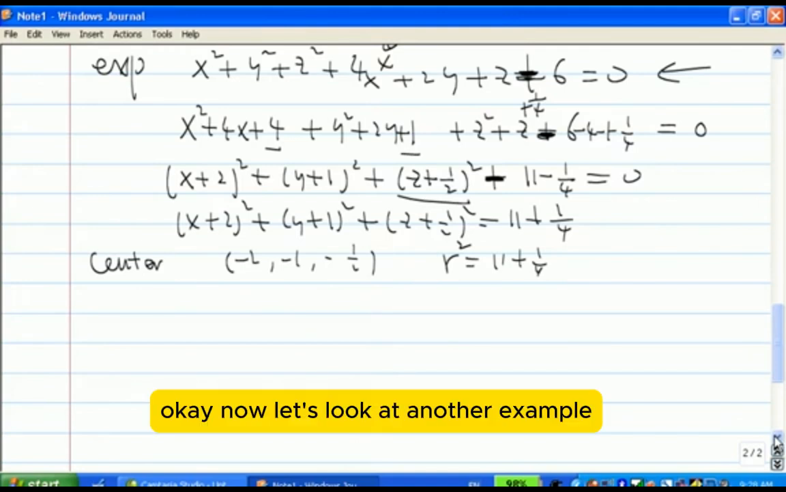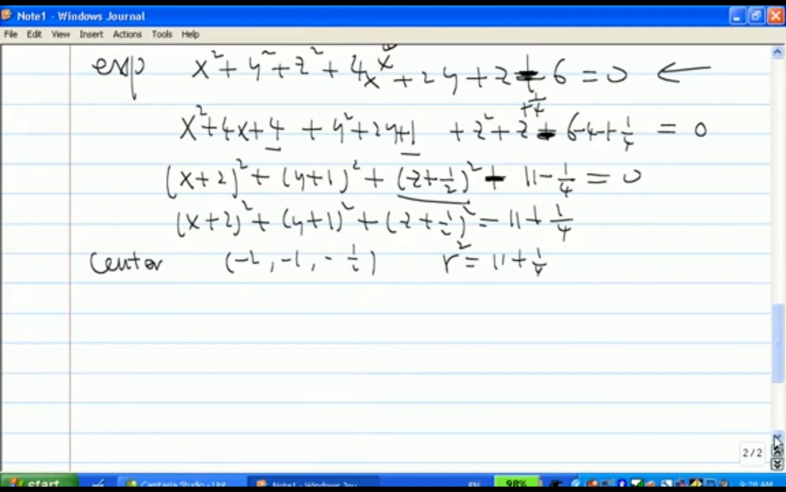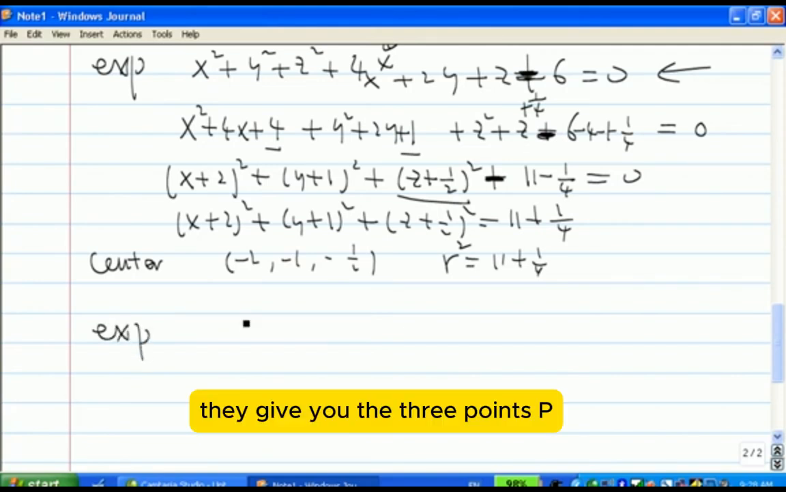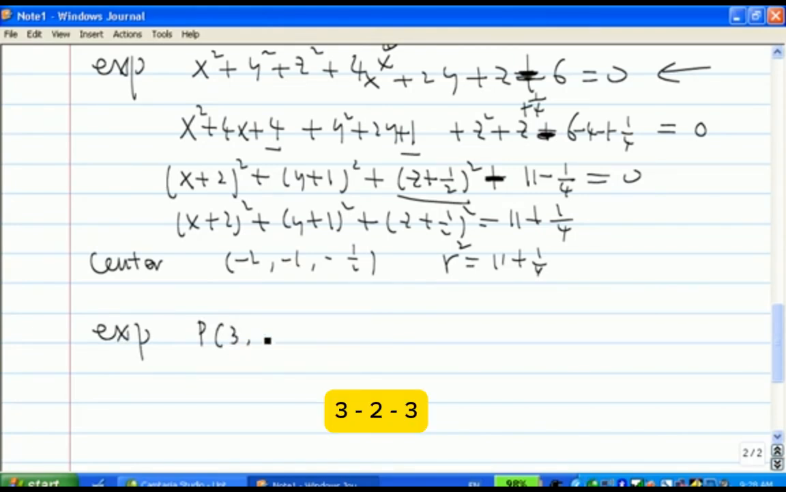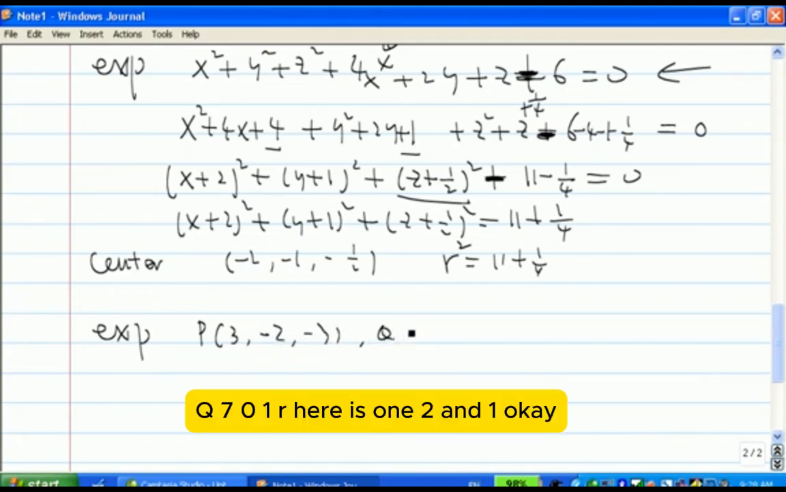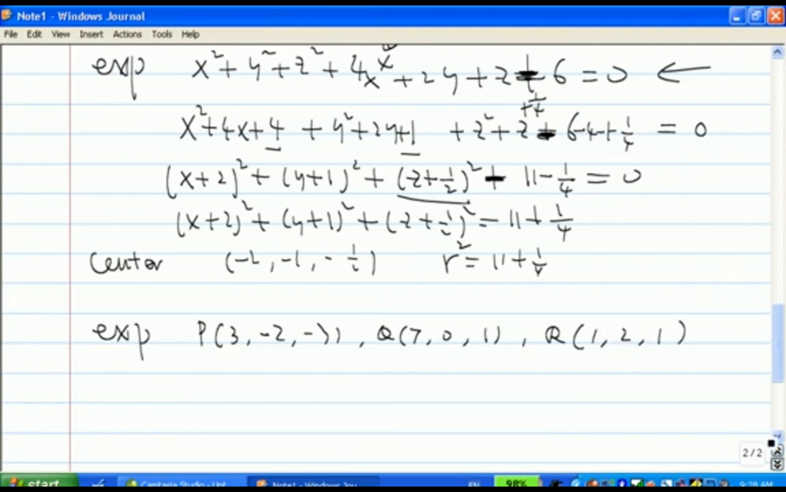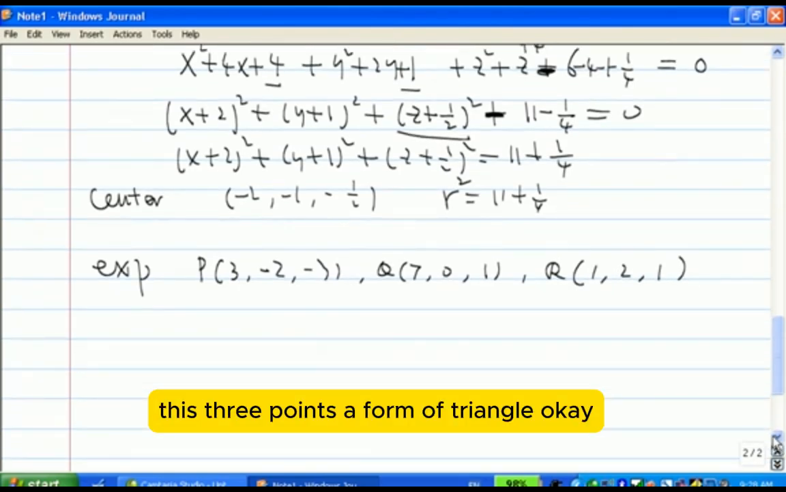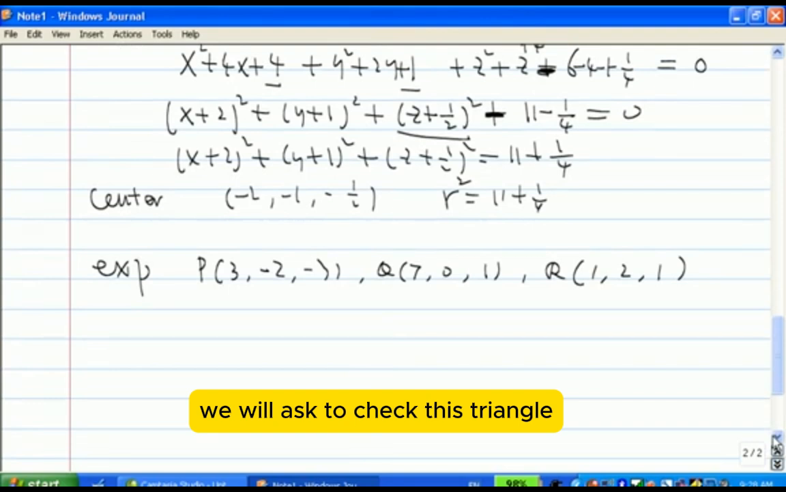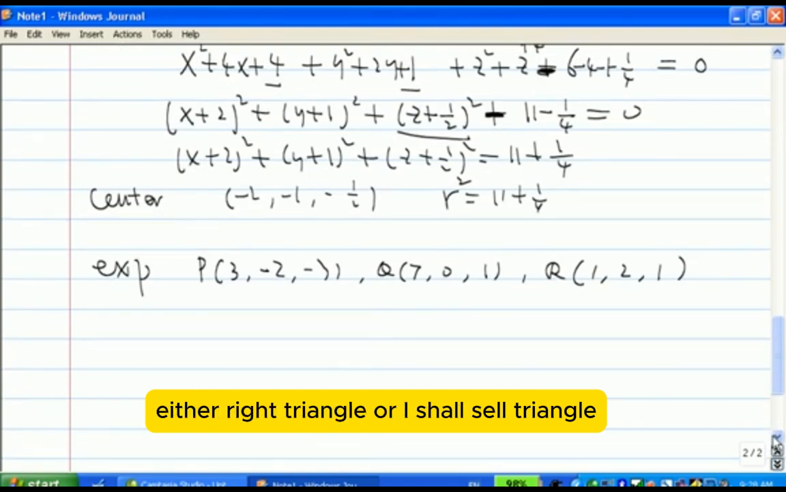Now let's look at another example. They give you 3 points. P: 3, minus 2, minus 3. Q: 7, 0, 1. R here is 1, 2, and 1. These 3 points form a triangle. We are asked to check whether this triangle is a right triangle or an isosceles triangle.